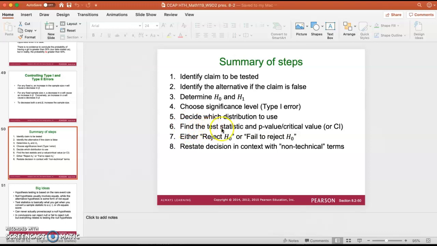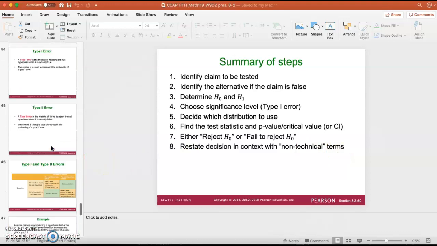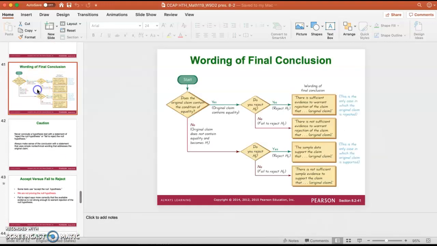The next step is to find the test statistic and the p-value or the critical value or the confidence interval, depending on which method you're using. And from those you use the results to figure out in the next step if you either reject H0 or fail to reject H0. So it's kind of your statistical-sounding conclusion. Then your last step is just to restate the conclusion or the decision in context with non-technical terms. So that's where you can use that chart that we started this video with to help you with the wording of the final conclusions.